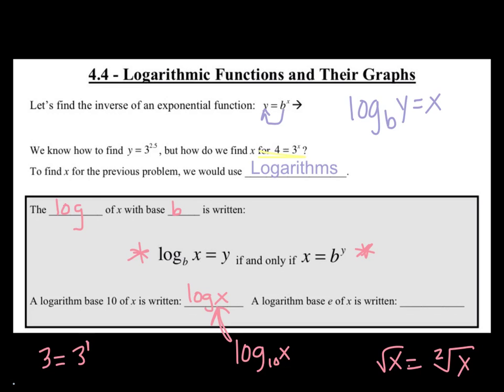The other logarithm you need to know is the natural log. So a logarithm with base e of x is written as the natural log of x. So logarithm base e, ln of x, and if you don't see a subscript or a base, no, it's a base 10. So let's actually go and try to solve for some of these.